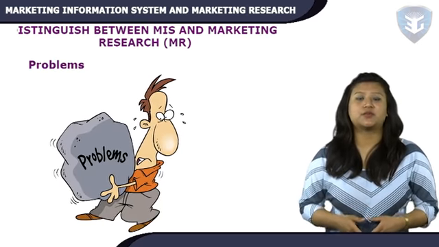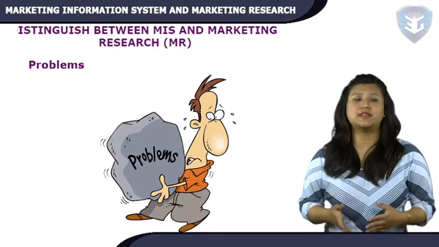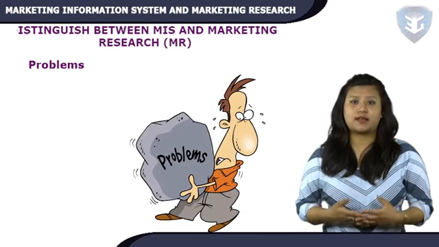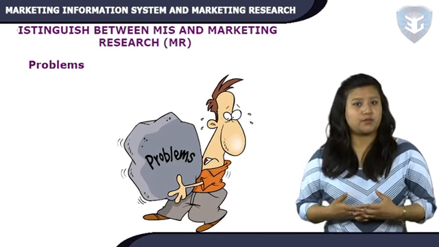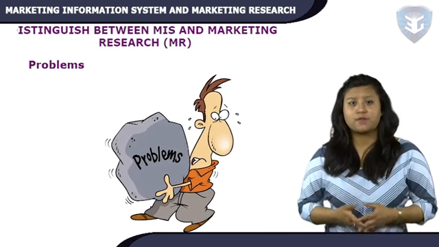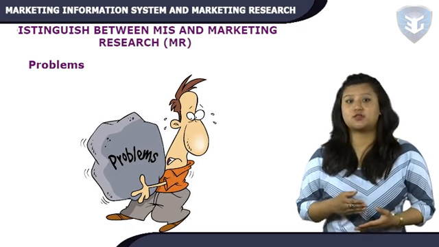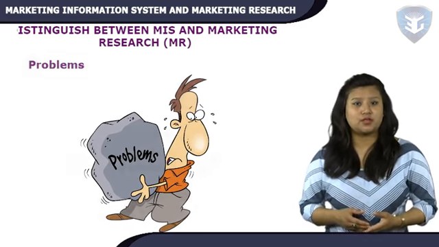Problems. The MIS deals with and attempts to solve many different marketing problems at one time. For this, it collects, stores, analyzes, and supplies relevant market information to the marketing managers. Whereas the MR only deals with a single marketing problem at one time. It does not solve multiple marketing problems simultaneously.